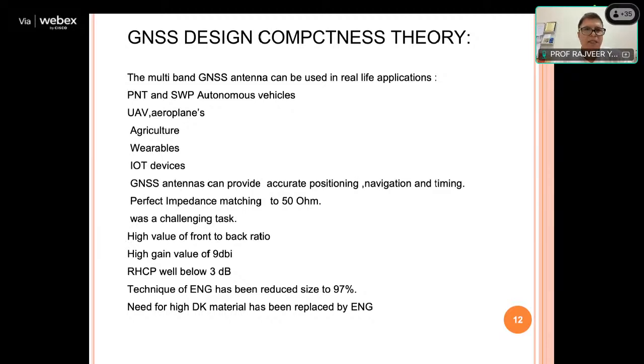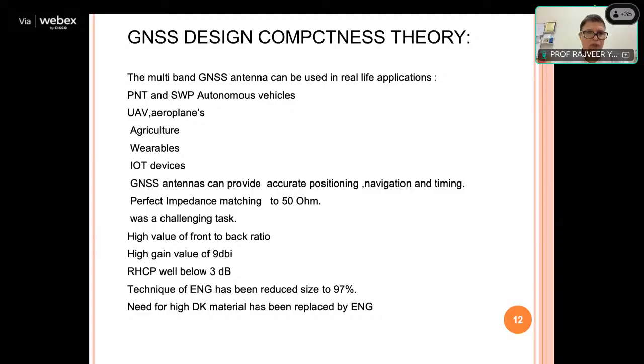That is why we have taken up this task that we will be able to devise an all-in-one antenna which can support almost all GNSS, Wi-Fi, WiMAX, etc. Used in agriculture, used in wearables, almost all watches, they require precision positioning and timing synchronization. GNSS antenna can provide these parameters such as timing, positioning, and navigation.